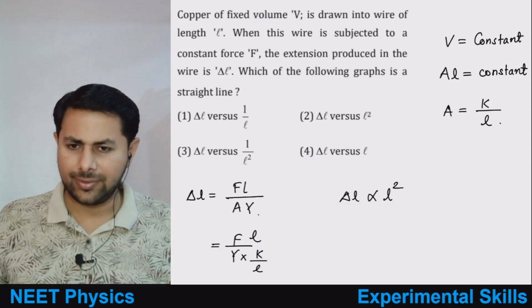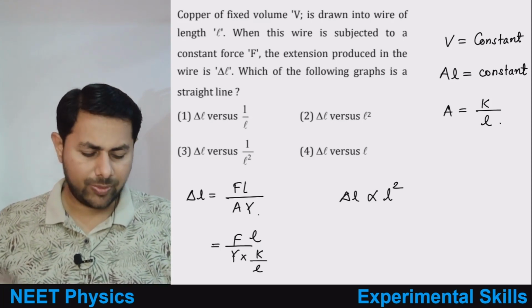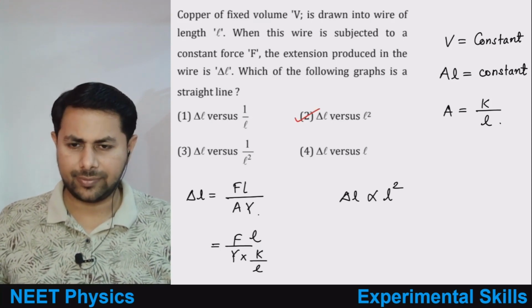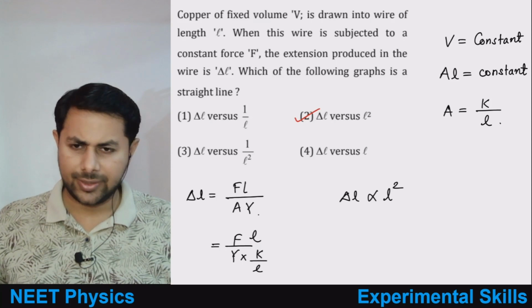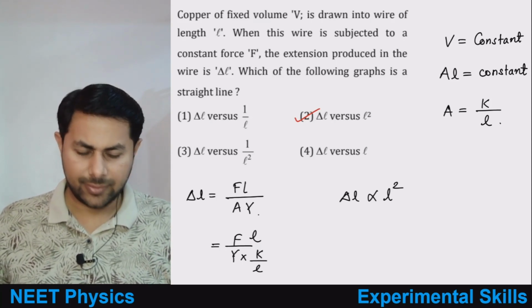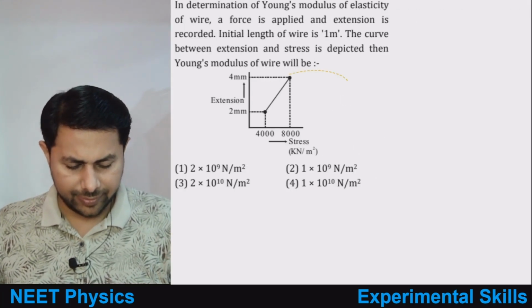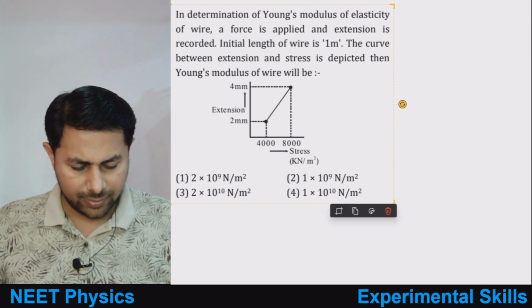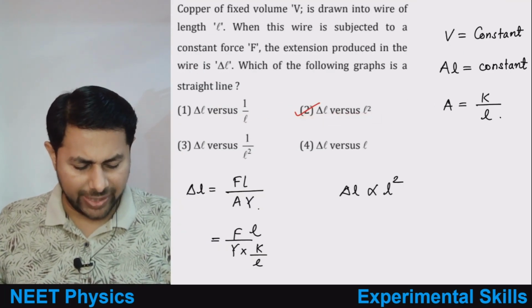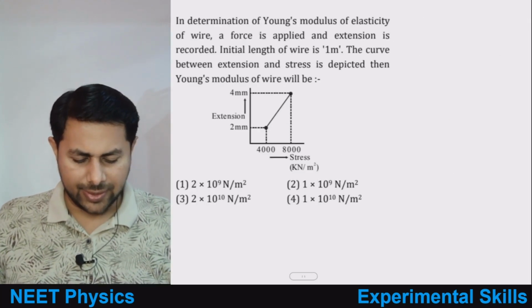This thing is clear? Tell me. The graph of delta L versus L square would be a straight line, right? So this is very simple. Okay, good. Then let's see the next one. Now this one is not directly related to that experiment, but we are making use of that formula. Okay, that's it. All right, let's see the next one.